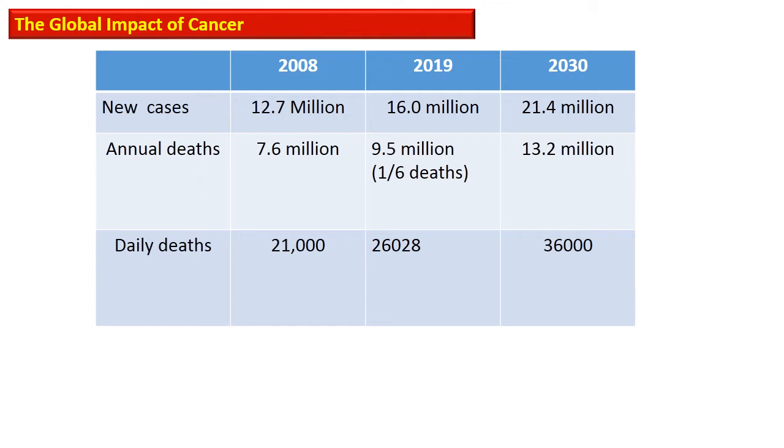The annual deaths were 7.8 million in 2008, and last year in 2019, these deaths made up 1/6 of every death, and were 9.5 million, expected to be 13.2 million in 2030. Daily deaths due to cancer were about 26,000 in 2019, and it is expected that by 2030 this number will become 36,000.